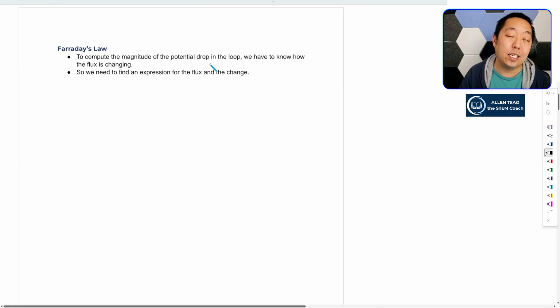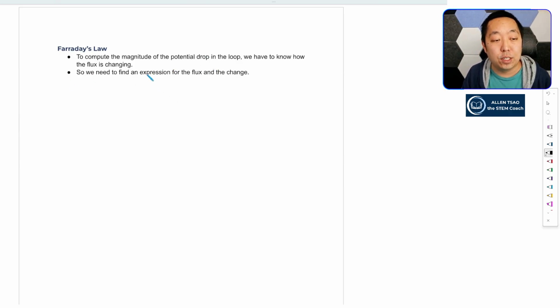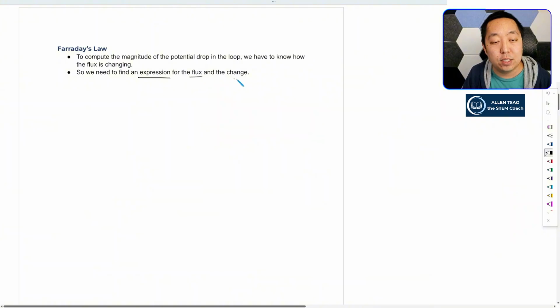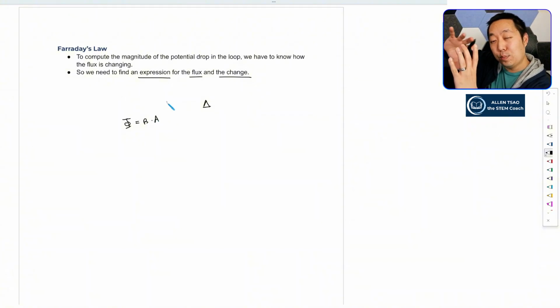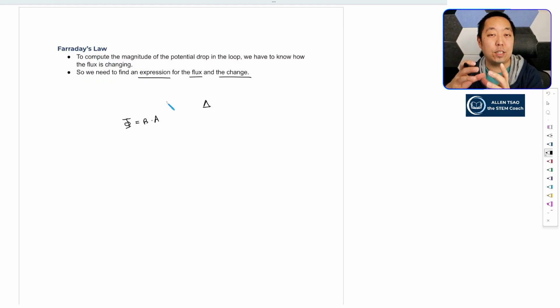Faraday's law, to compute the magnitude of the potential difference, you have to know the flux is changing. So you have to find an expression for the flux and then compute the change. You get an expression for the flux, which is B times A, and it could be B that's changing or the area that's changing. And remember, because flux is how much is passing through, it can also be the angle at which the loop is changing. So that's actually very common. Most generators work by rotating a coil through a magnetic field, and by changing the flux, it induces that voltage. So that's the main idea of what we're going to be doing there.